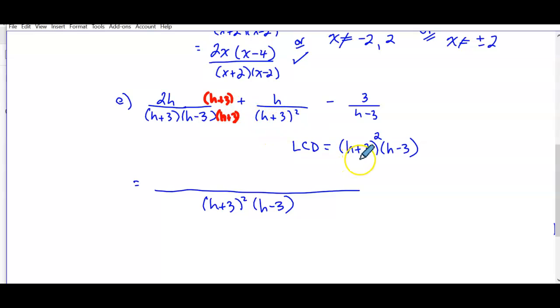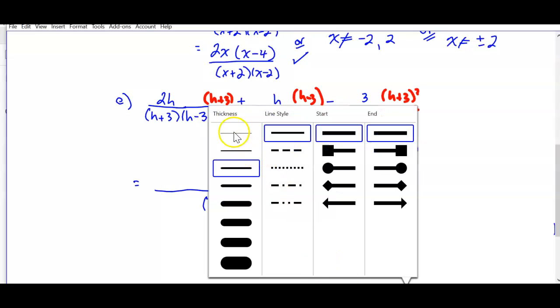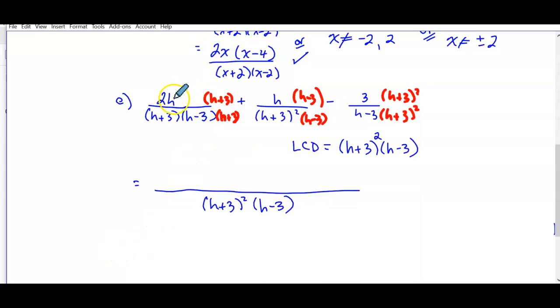Okay, here, in order to get this, we have to multiply by h minus 3. Here, in order to get this, we have to multiply by h plus 3 squared. Always the same, numerator and denominator. Okay, so then you're going to want to expand out. When you're adding and subtracting, you have to expand. Multiplying and dividing, you don't.